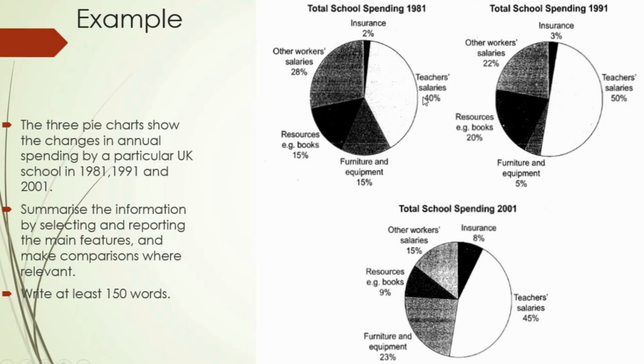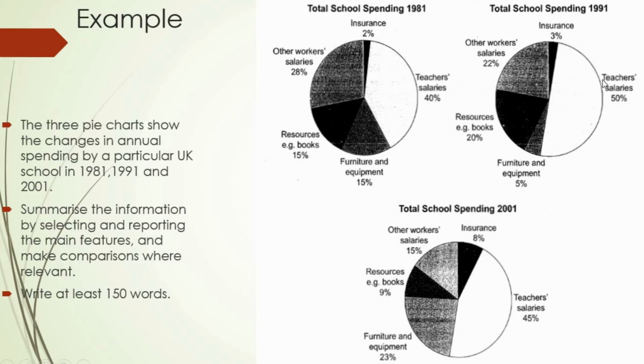Over here the major expenditure was teachers' salary, 40% in this particular chart. Then came other workers' salaries, 28%. So in short, salary was a major concern in 1981. After that, resources and books, and furniture and equipment cost almost equal, 15%, and insurance was only 2%. So in 1981, salary was the first expenditure, then came books and furniture. Insurance was least, 2%.